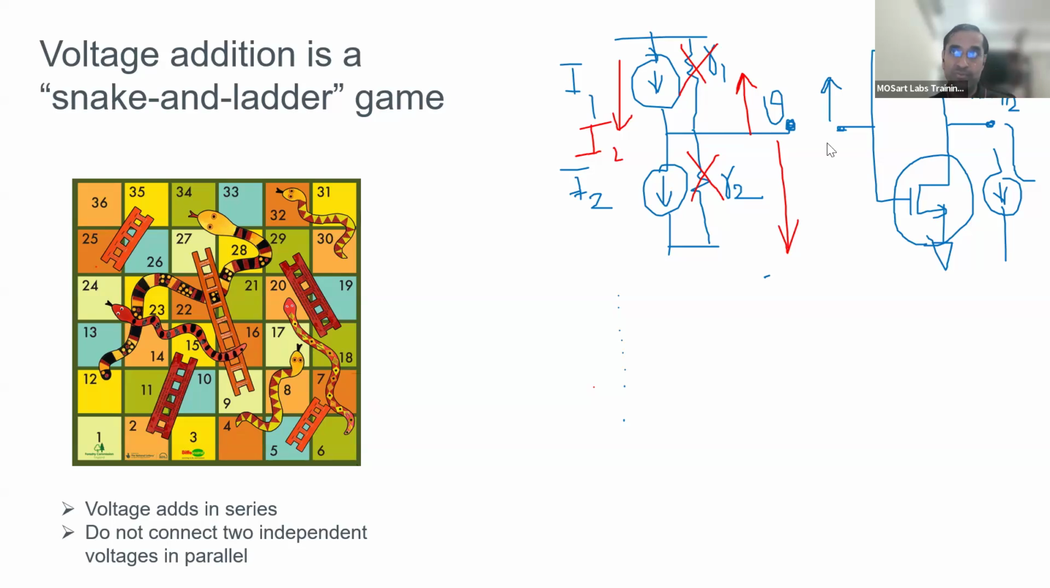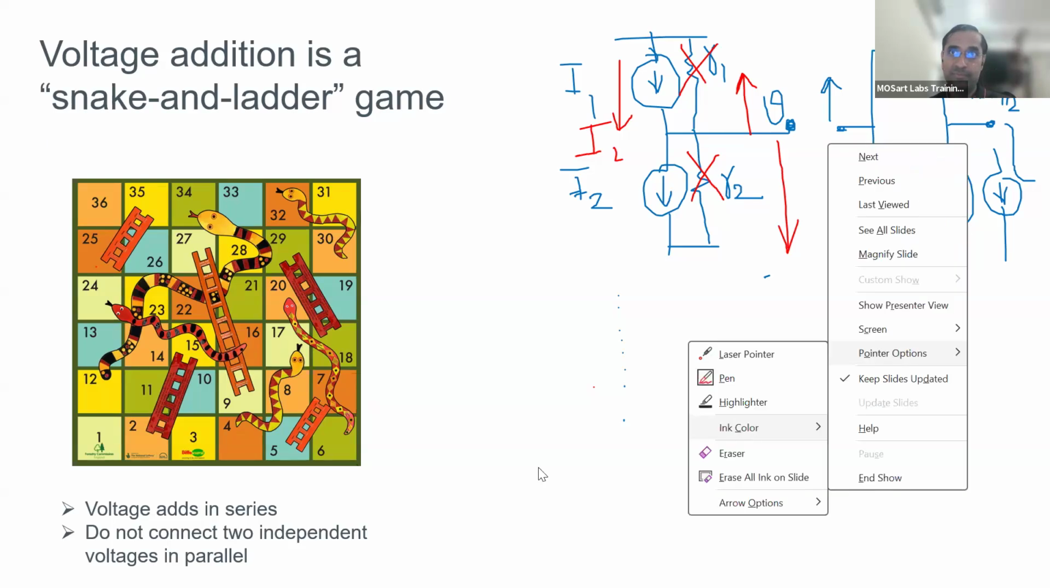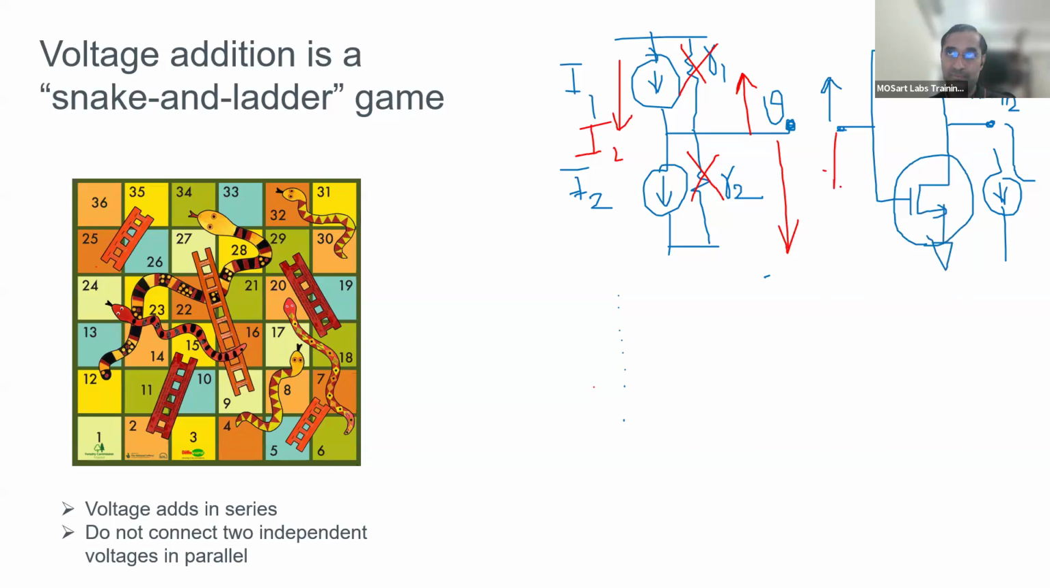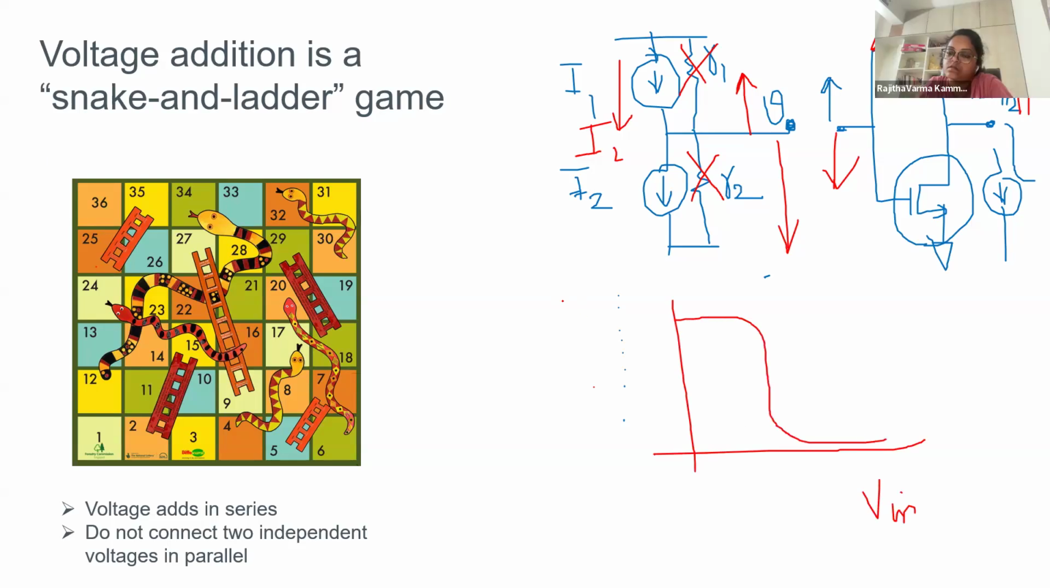If your input goes low, then the top current source becomes stronger. The PMOS current source becomes stronger, because you have larger VSG. Now it is stronger, so the voltage gets pulled up. Arm wrestling. PMOS is stronger, it will pull it up. This is exactly your inverter characteristics. V in, V out, goes down. This is your inverter characteristics. Simple.